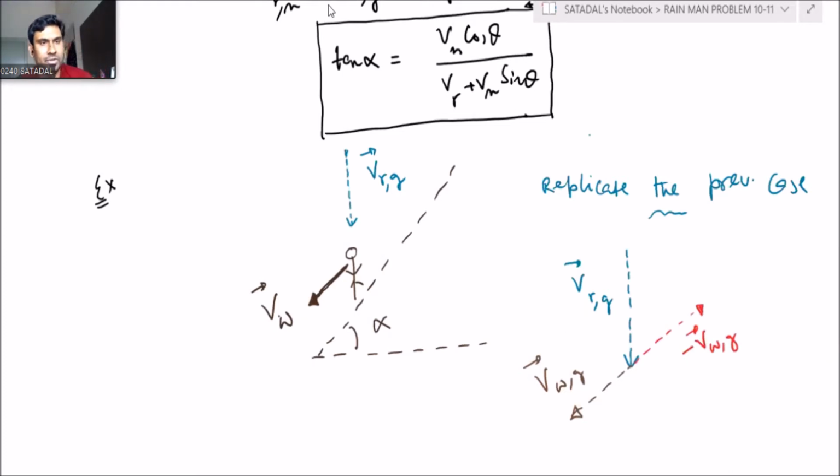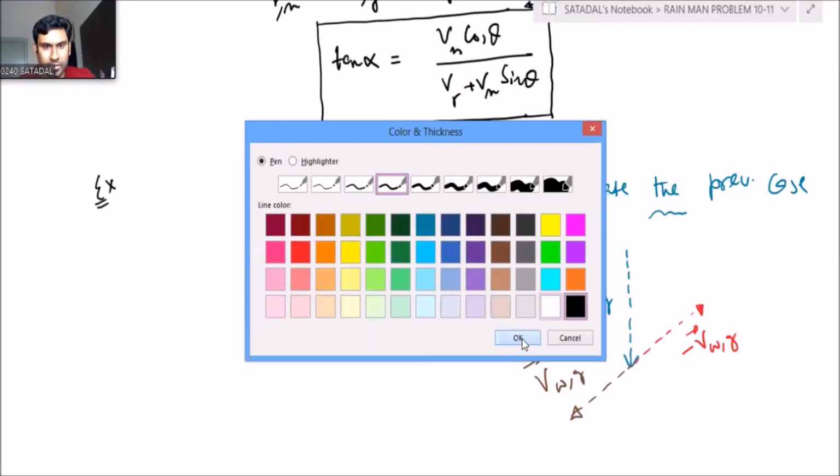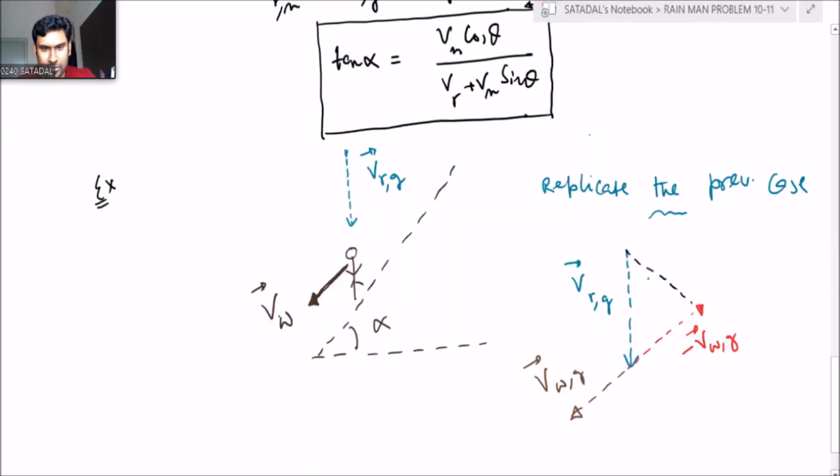Right now, this is the diagram. You take this angle to be phi. So this is alpha. Okay? Sir, is tan phi equal to Vm cos alpha by Vm sin alpha minus Vr? Yeah, I think so.